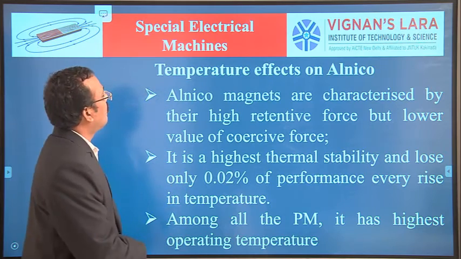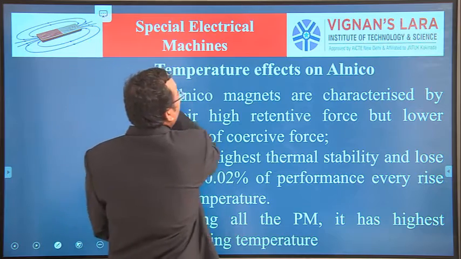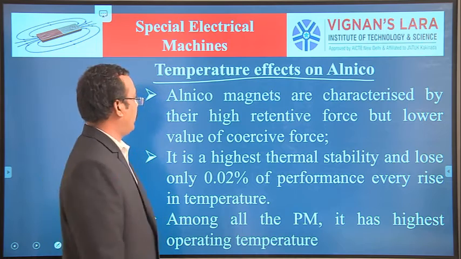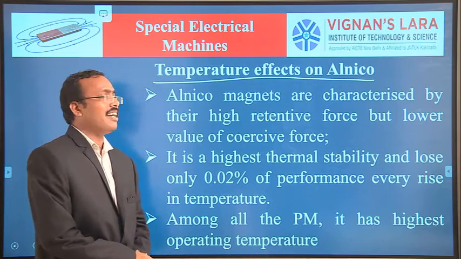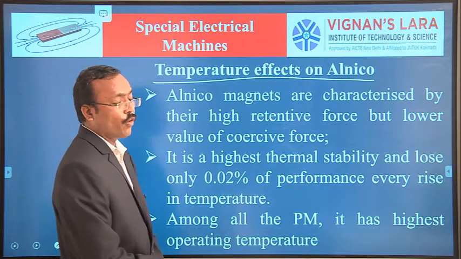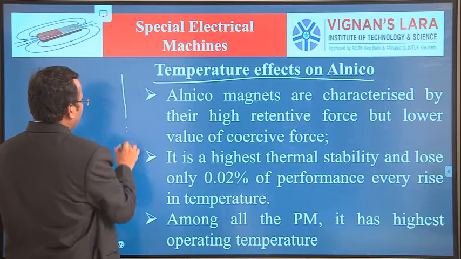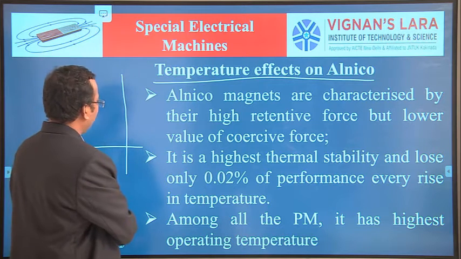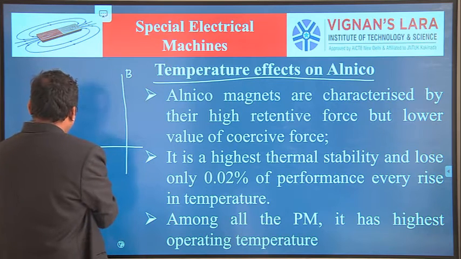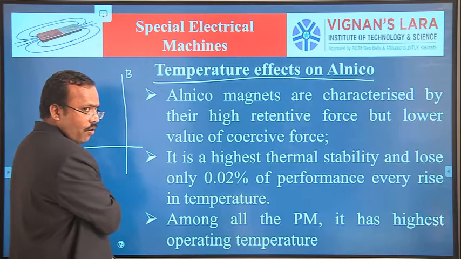Now we will discuss the effect of temperature on each particular magnet. First, we will see the temperature effect on the Alnico magnet. Alnico magnets are characterized by higher retentive force but a lower value of coercive force. We already discussed this in the previous class. This is B, the flux density of the magnetic material, and this is H, the magnetic force.